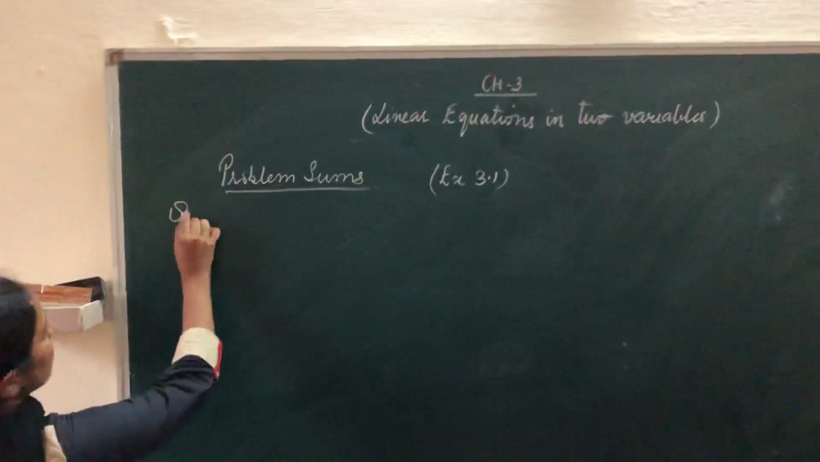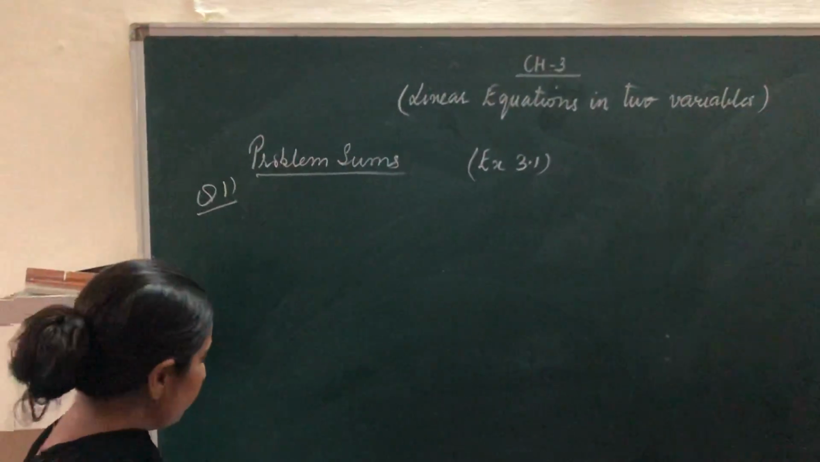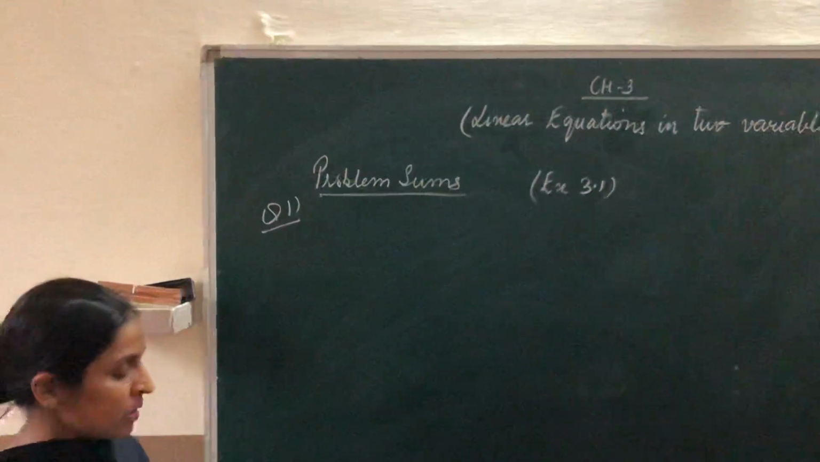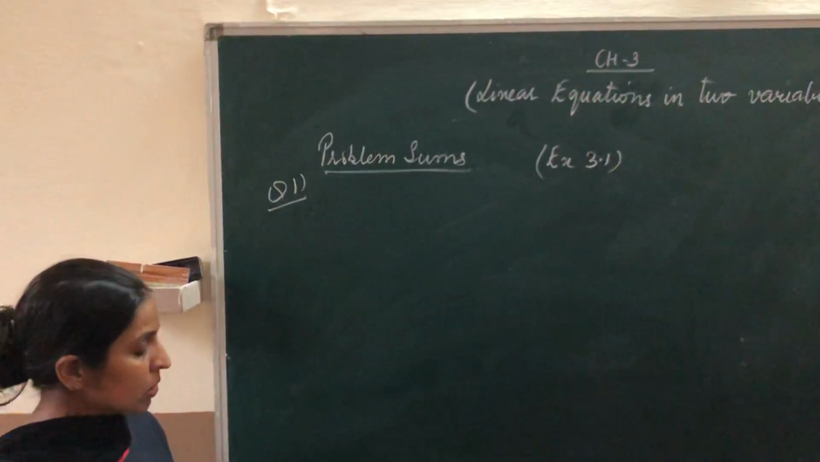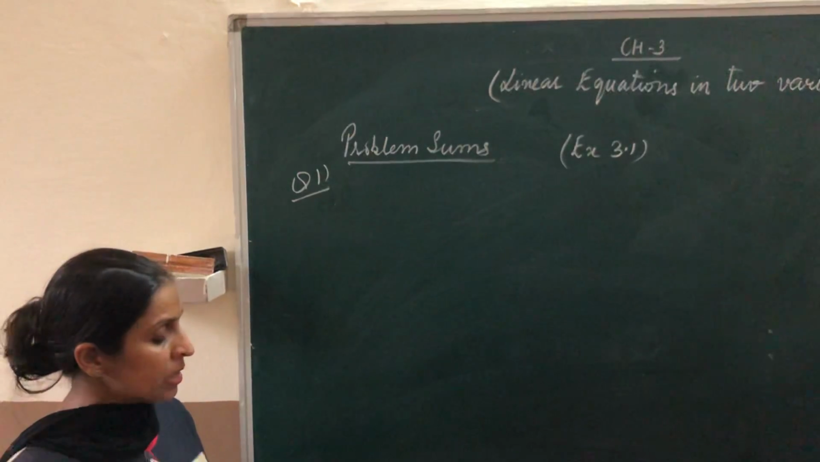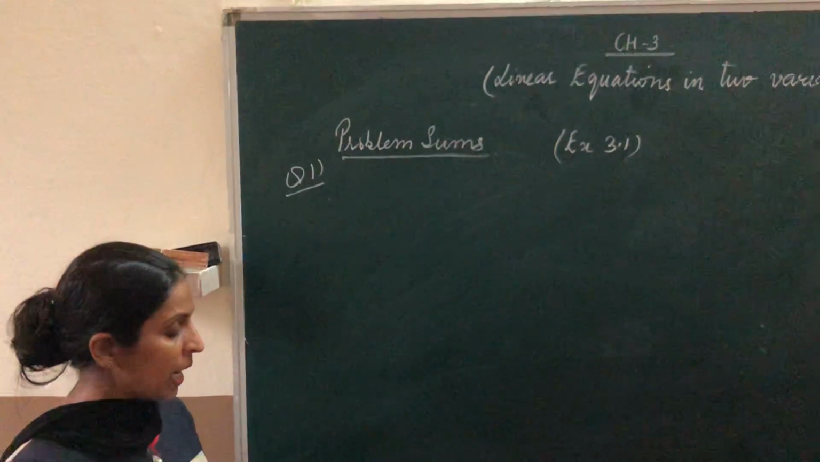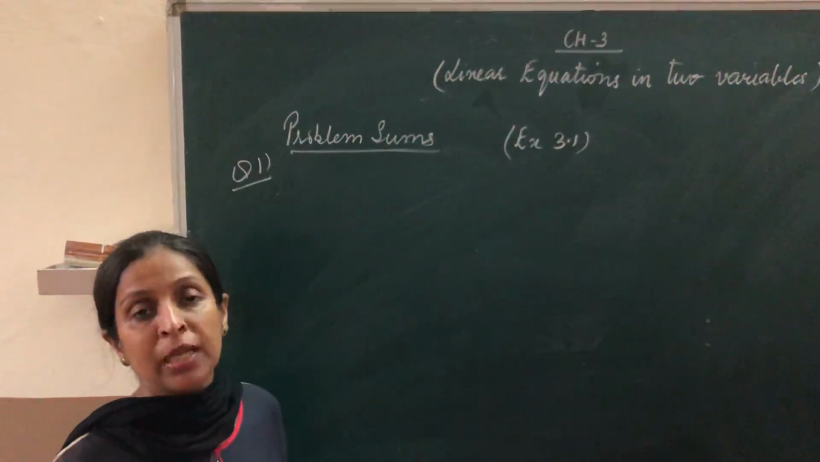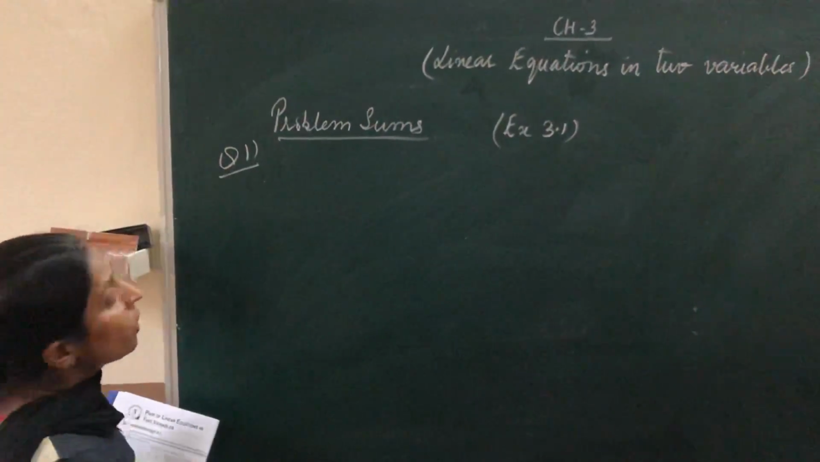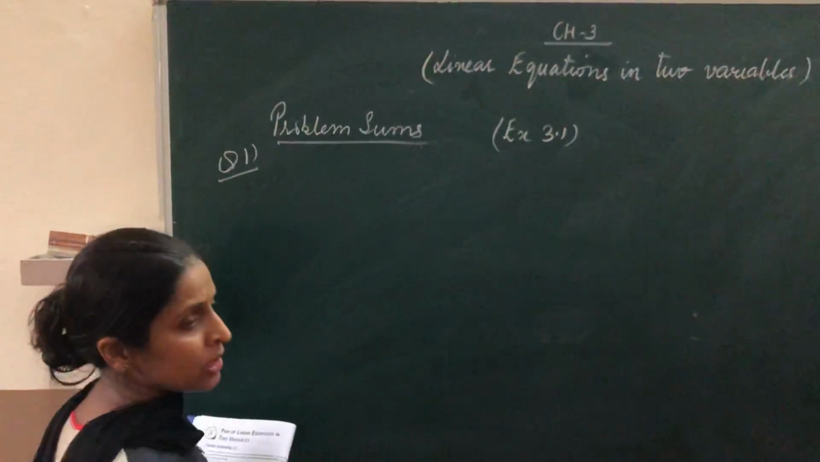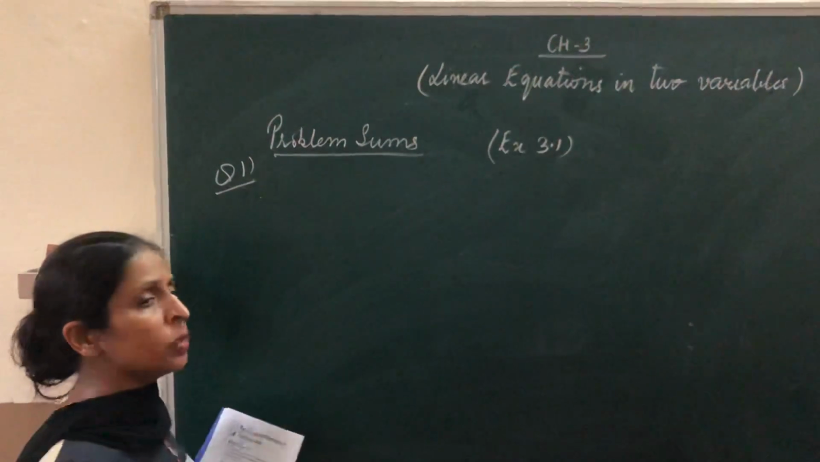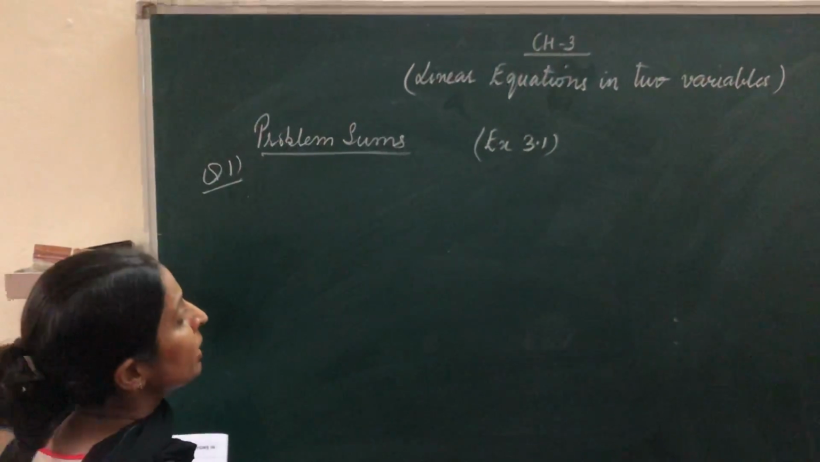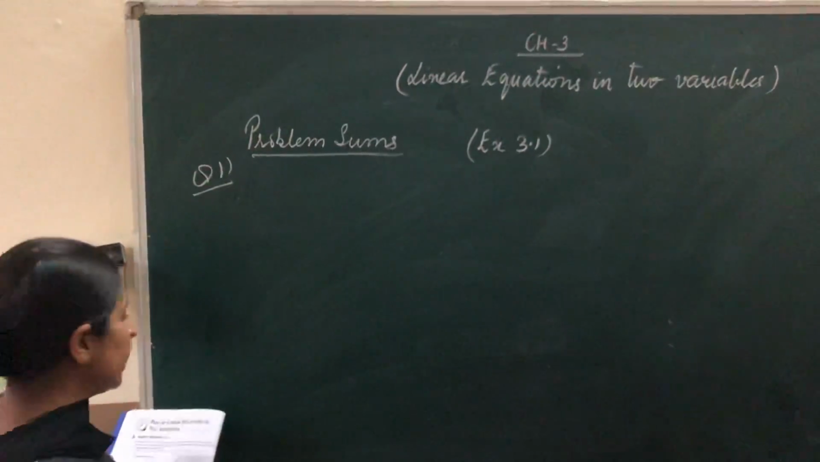The first question of this exercise is, Aftab tells his daughter, 7 years ago, I was 7 times as old as you were then. Also 3 years from now, I shall be 3 times as old as you will be. So represent this situation algebraically and graphically. It means you have to frame the equations related to this problem sum, this situation, and then draw a graph related to it. Algebraically means making the equations, creating equations.